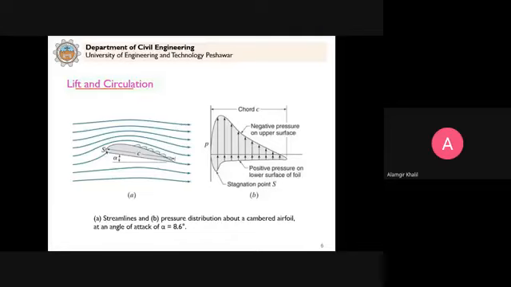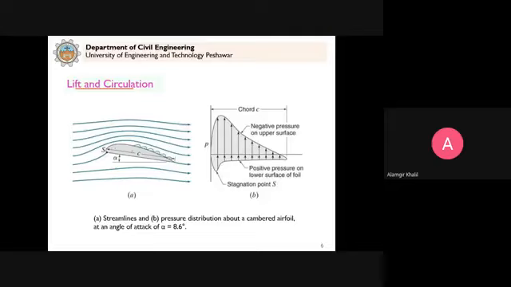So here, this point is known as the stagnation point, because in the previous lecture I discussed static, dynamic and stagnation pressure. So stagnation point means where velocity is zero. So in that case, pressure will be maximum. Clear? This is what follows from Bernoulli's theorem.